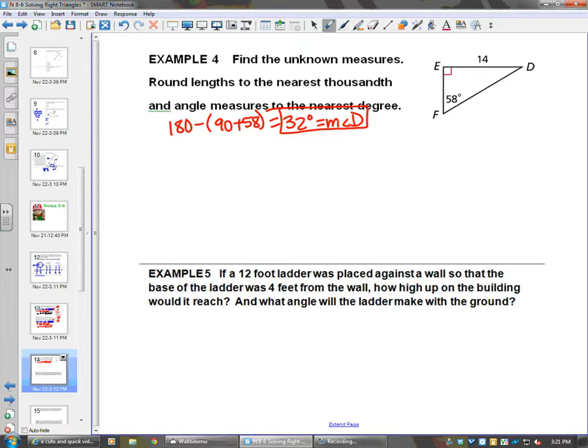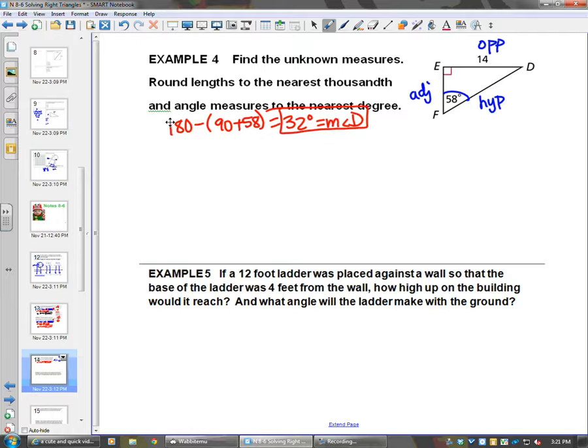Excellent. All right, so now we can find some of the side lengths, right? So this one's a little bit different, right? We found all the angles first on this problem, whereas on the previous problems we had found all the side lengths, so keep that in mind, okay? Okay, so which angle would y'all like to use? The 58, okay. So that means that the 14 is going to be opposite, EF is going to be adjacent, and DF is going to be the hypotenuse.